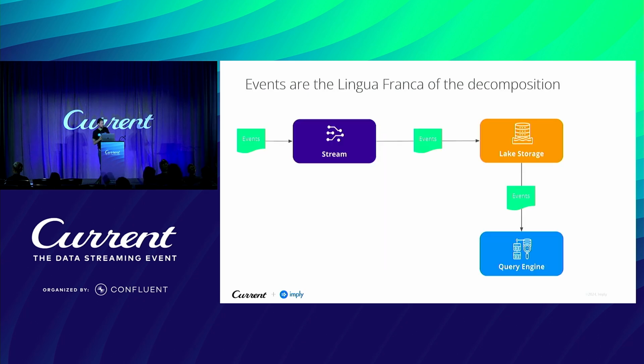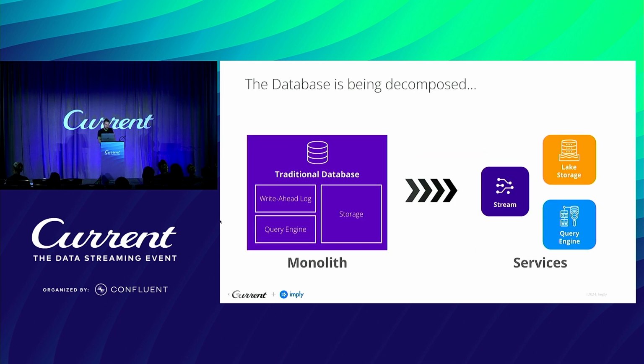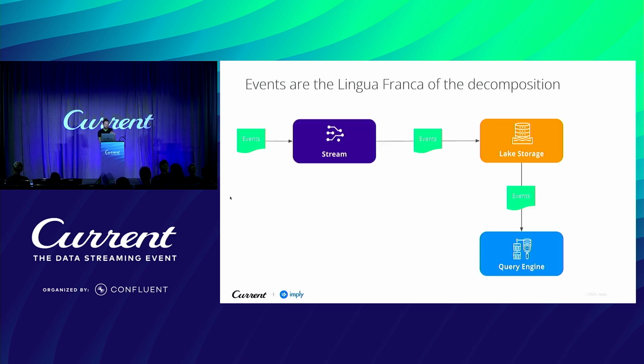But central to this is that events are the lingua franca of this decomposition. And actually, even here, the write-ahead log in the traditional database, what was stored in that write-ahead log was an event. It was a delta. It was some action that you can take against storage in order to make the change happen. And so this event notion has actually existed underneath all of this for a very long time. And the events are central to this decomposition.